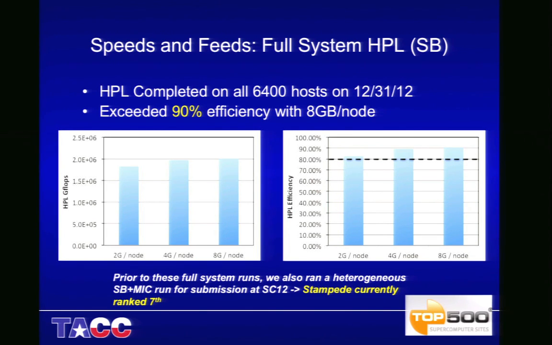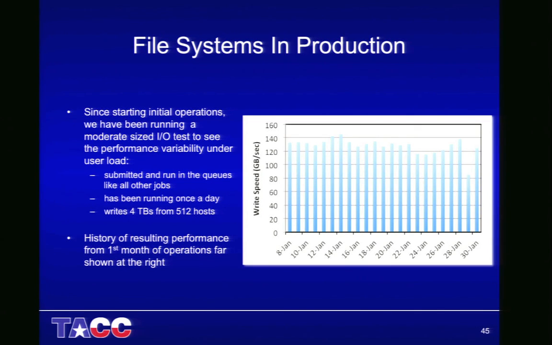And so with a very modest 2 gigabytes per node, you get over 80%. And if you go up to 8 gigabytes per node, you're breaking 90% efficiency. And that's across the whole entire system. Now that's running in a homogeneous mode where you're not using the MIC. Obviously, we did a case in October, actually, where we used Sandy Bridge and MIC. And that's what we submitted for the Top 500 list that got Stampede ranked number 7 presently.